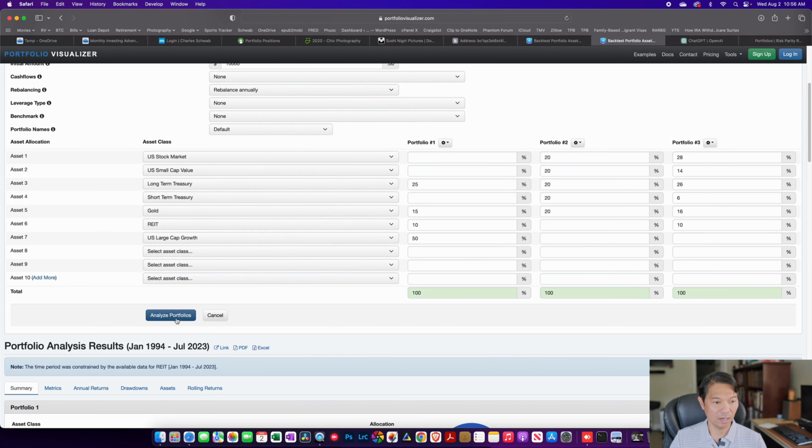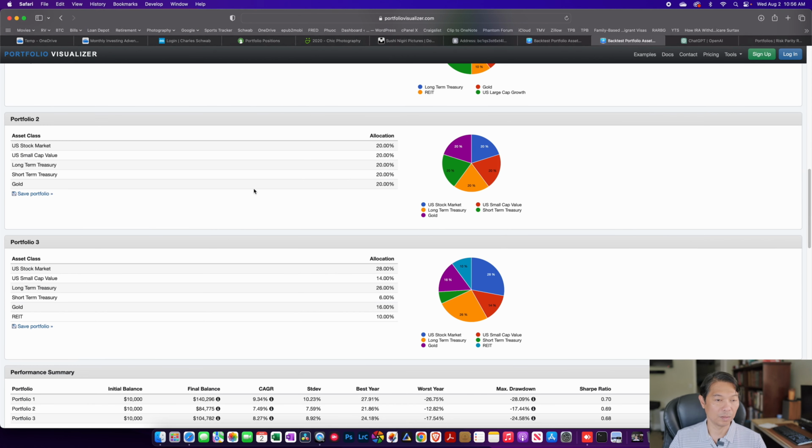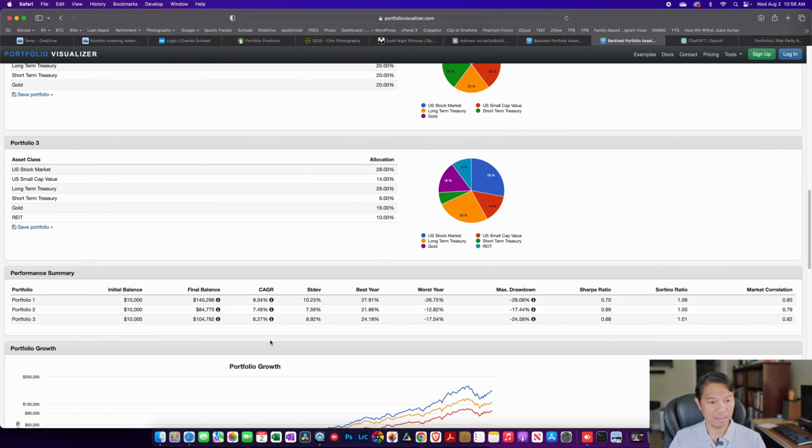If I were to reanalyze this, this is my allocation in 1, 2 is golden butterfly, and 3 is golden ratio. You can see that my compounded annual growth rate is higher than all of them, but it is more volatile. But not too volatile compared to, say, 100% stocks, which we remember was like 15.5% on the standard deviation. And it has similar effects on drawdown compared to, say, golden ratio.